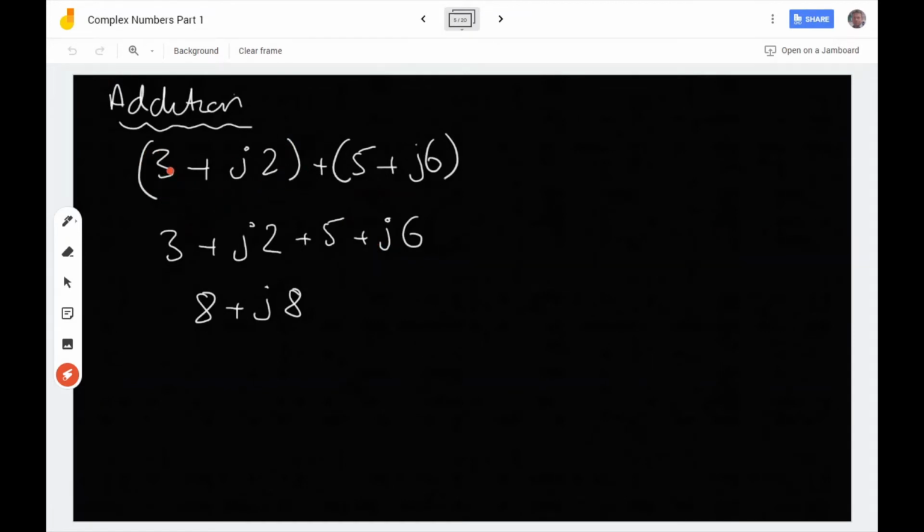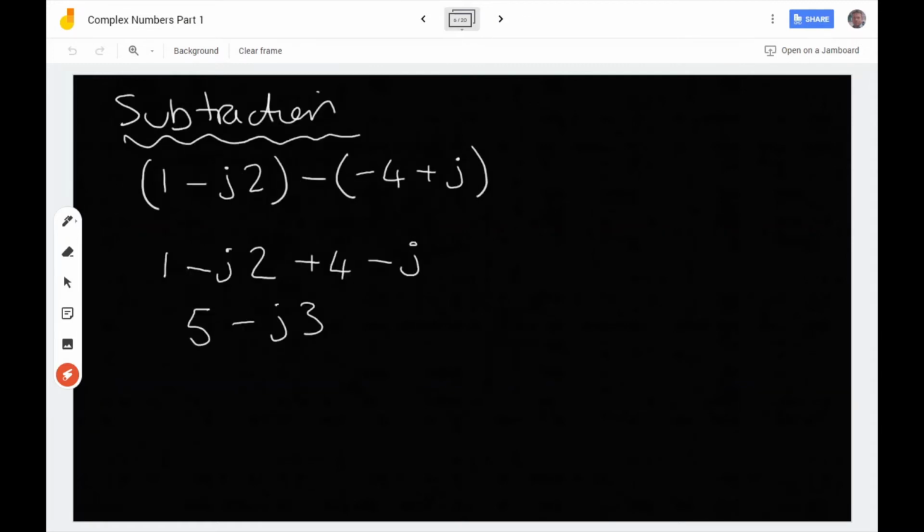We've got some fairly simple brackets here. We've got 3 plus j2 plus 5 plus j6. Now in this case we can just get rid of the brackets because everything is plus, and you need to remember that for the next one when we're doing subtraction. So it's 3 plus j2 plus 5 plus j6, and then as in all algebraic expressions we collect all the like terms together. We've got a 3 and a 5, so 3 plus 5 becomes 8, and then we've got plus j2 and plus j6, which is plus j8. It's as simple as that.